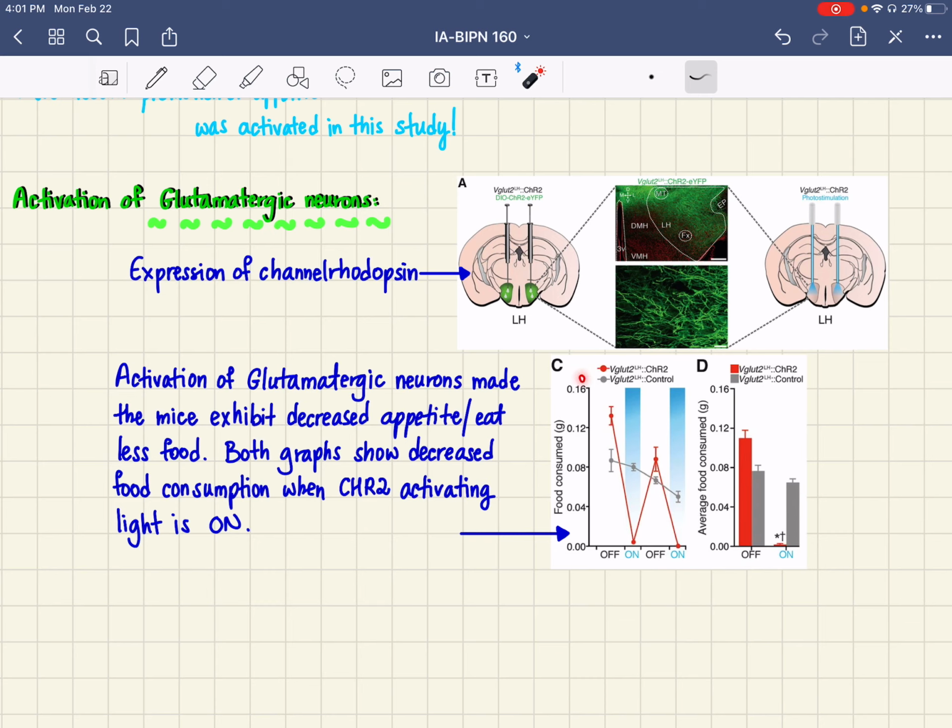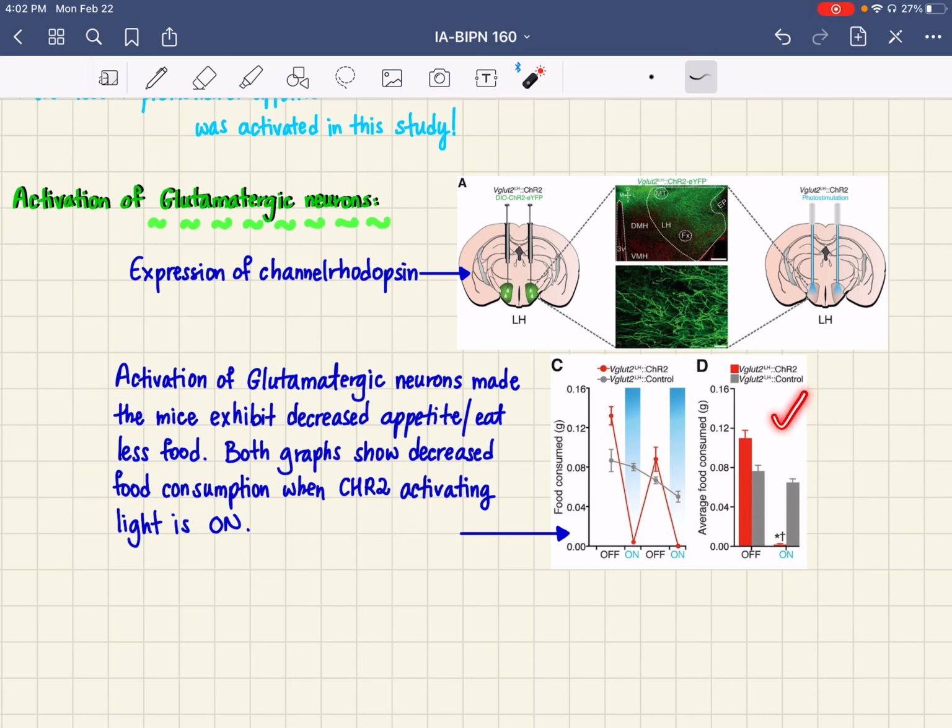So if we look at this graph first, when the light is off, the mice are eating well, eating more than 0. And when the light is on, there is a drastic decrease of the food consumption. And then when the light is off, they eat more food, light is on, their eating habits decrease once again very drastically. And I've also written here that both graphs, this one and this one, show decreased food consumption when the channelrhodopsin activating light is on.